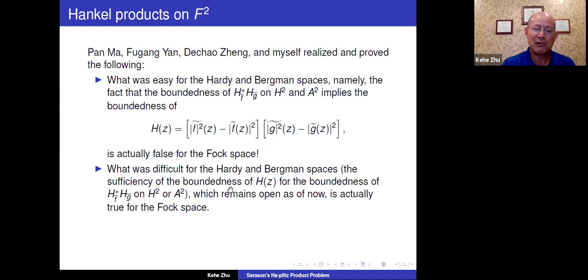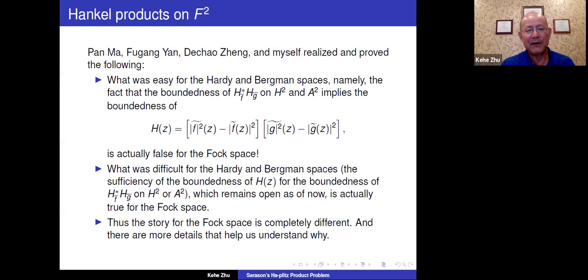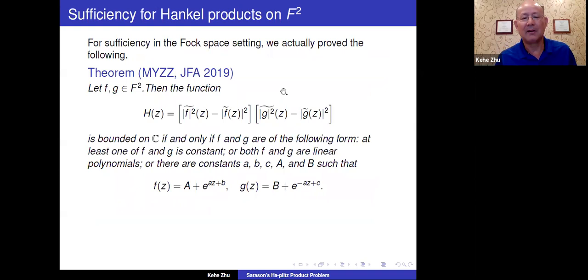And to show you what we actually found out precisely, this is one of the theorems. Again, you take two entire functions from the Fock space, and you look at this product of two functions in terms of the Berezin transform. The first thing we did was we figured out exactly when this function will be bounded. So forget about the operators first. Just look at this function. We were able to get a necessary and sufficient condition for exactly when this will be bounded. It turns out this function is bounded if and only if f and g will be of the following form.